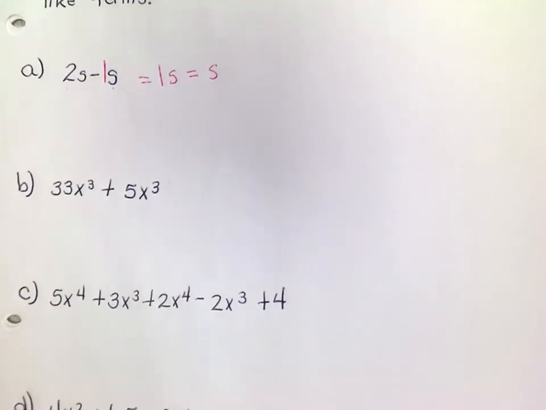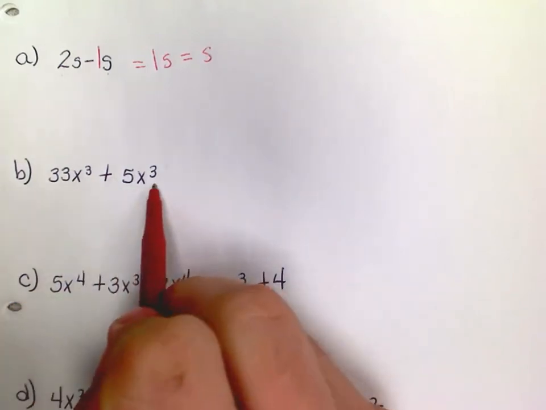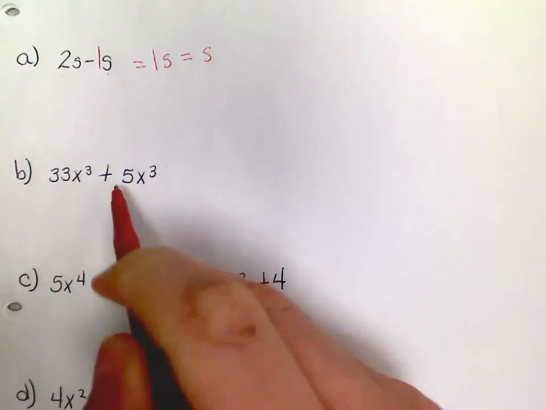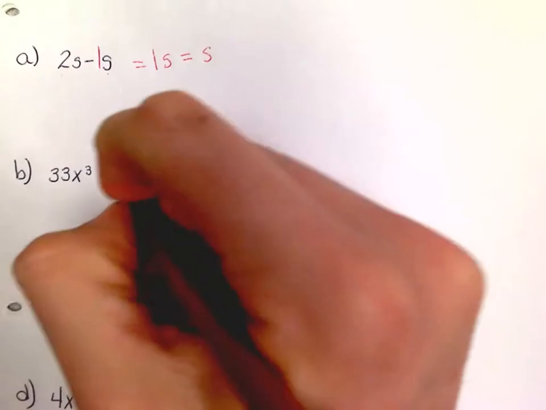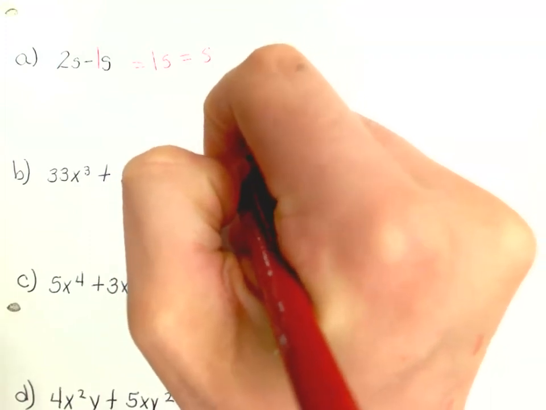For part B, we have same bases, x to the third, x to the third. So let's just combine. 33 plus 5 is 38, and then bring our x to the third around.